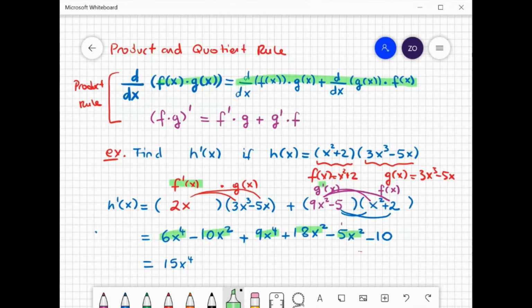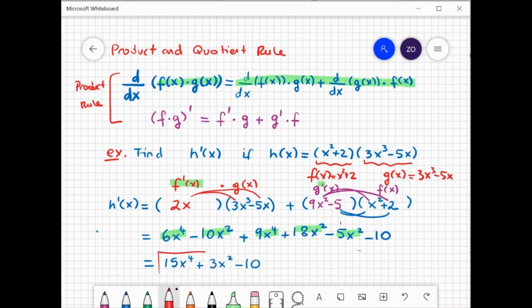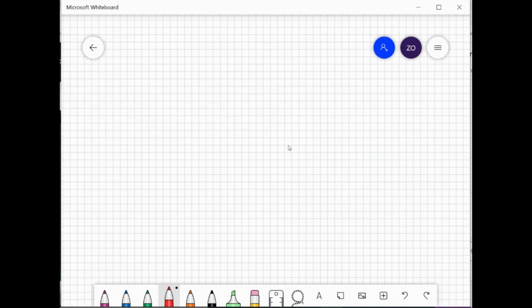So we have a couple of x squared terms. Negative 10, negative 5 is negative 15x squared plus 18x squared will be plus 3x squared minus 10. Okay, so we found the derivative of the h function by applying the product rule and the quotient rule. And this is the last thing we will discuss, which is very similar to the product rule.